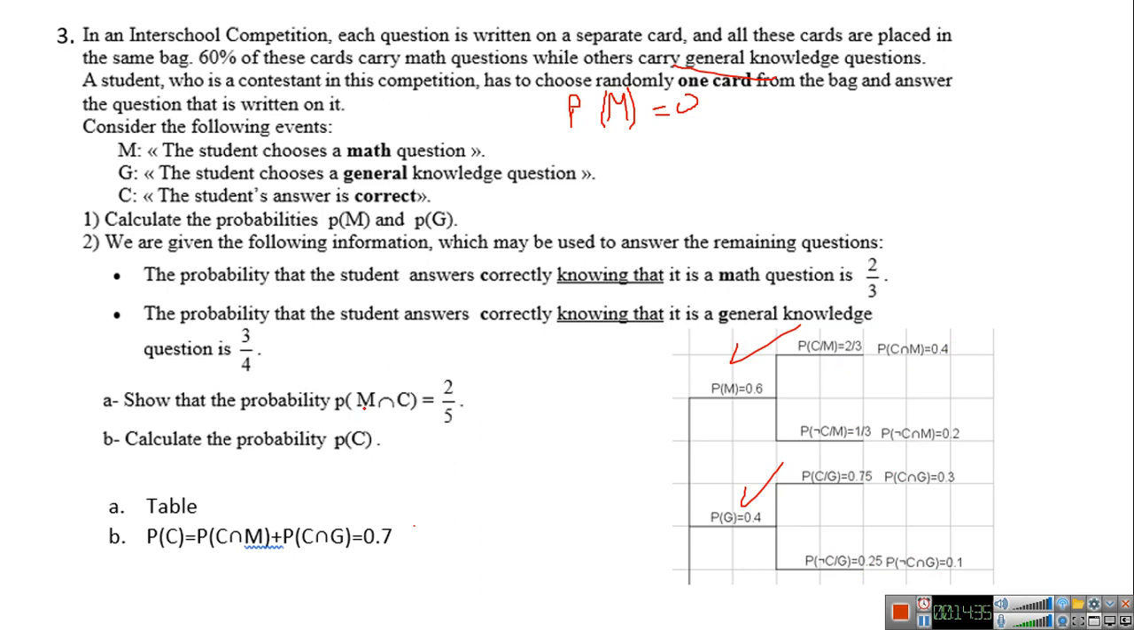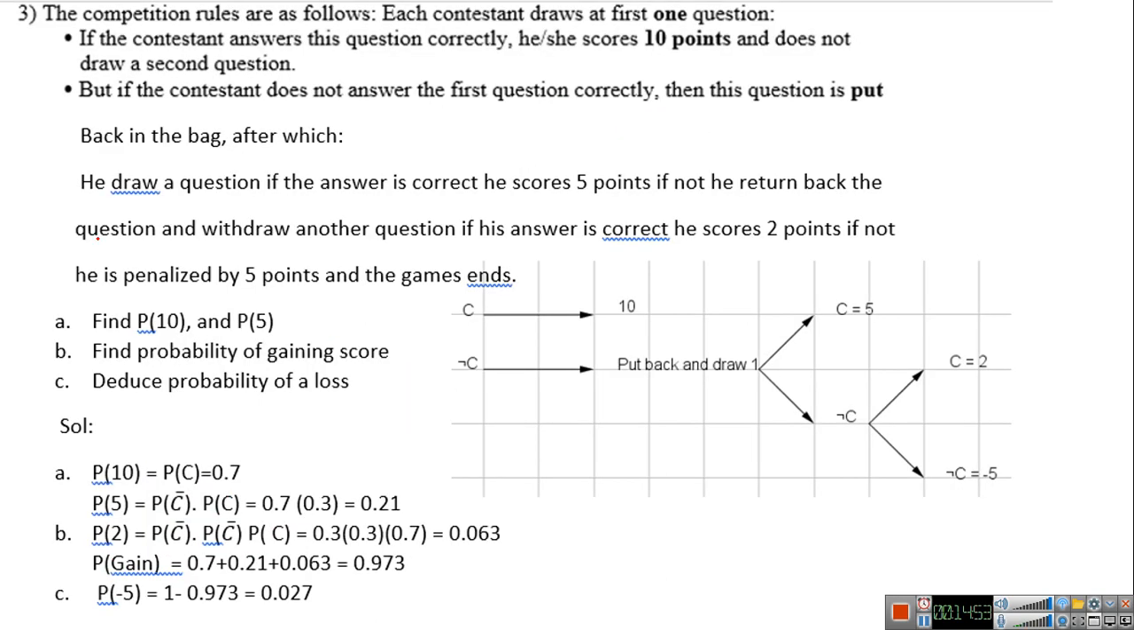Find the probability of M intersecting C. M intersecting C is 2 over 5 from the table. I want P of C. Because of total probability, P of C is P of C intersecting M plus P of C intersecting G, which is 0.7. So P of correct is 0.7.